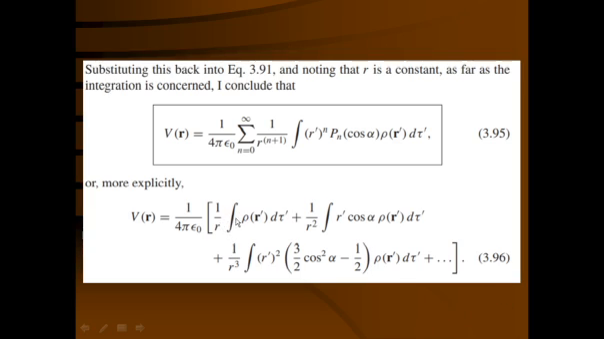The first term is the potential contributed by the monopole. The second term is the potential contributed by the dipole. The third term is the potential contributed by the quadrupole. The fourth term is the potential contributed by the octupole, and it continues from n equal to 0 to infinity.